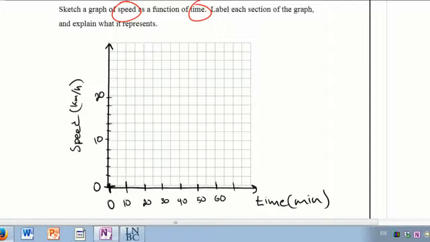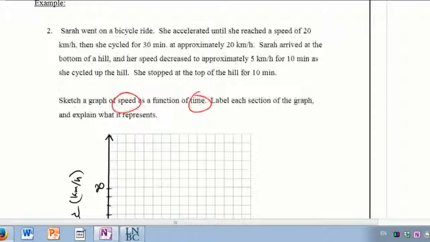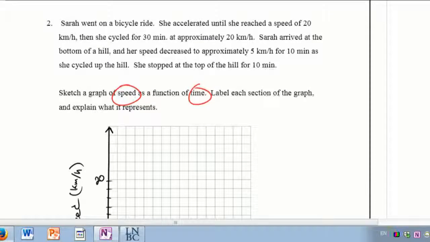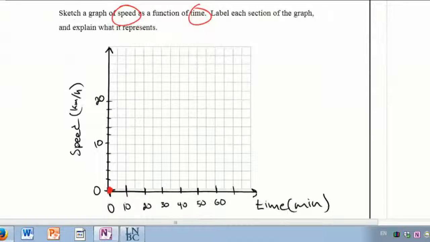Although it doesn't say it in the question, we're going to assume that she starts at 0 speed, because it says she accelerates to 20. So that means she's speeding up to 20, and then she stayed at 20 kilometers an hour for 30 minutes. All right. So she has to start, and then she has to end up at 20.